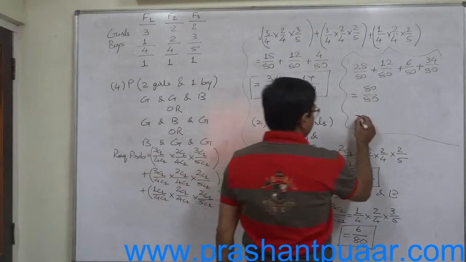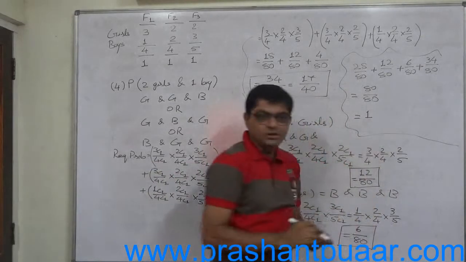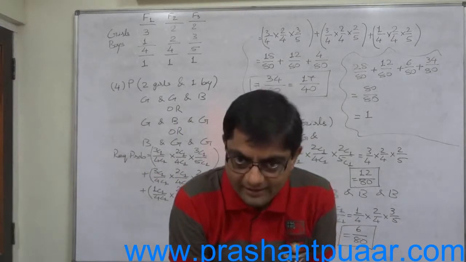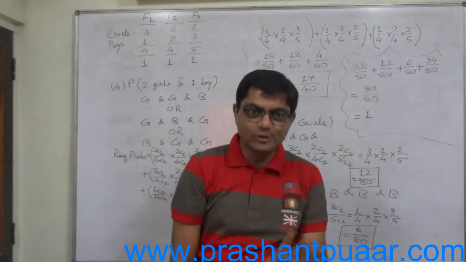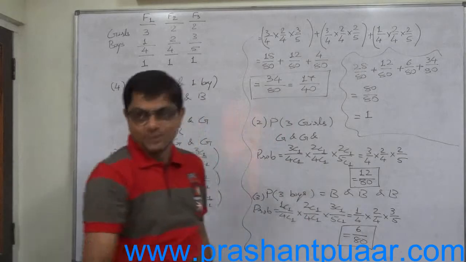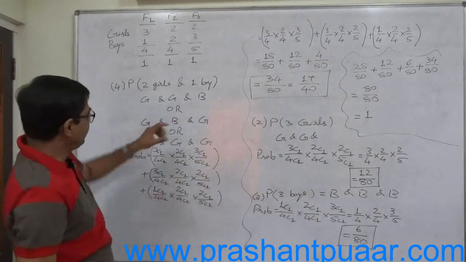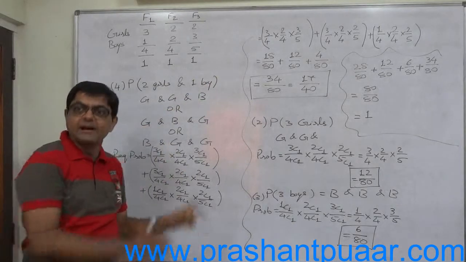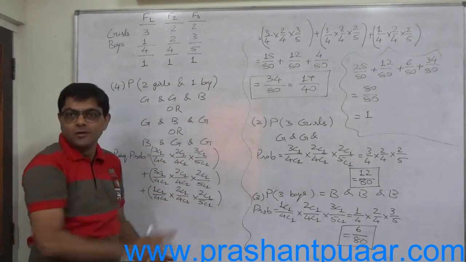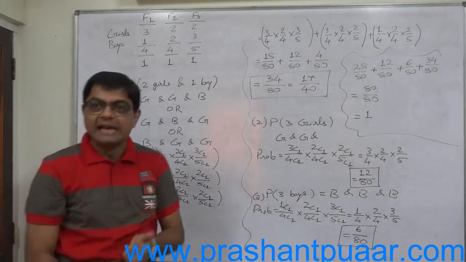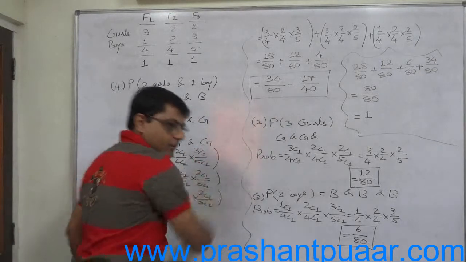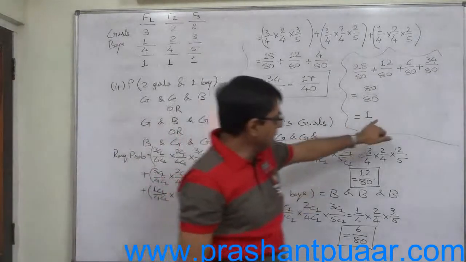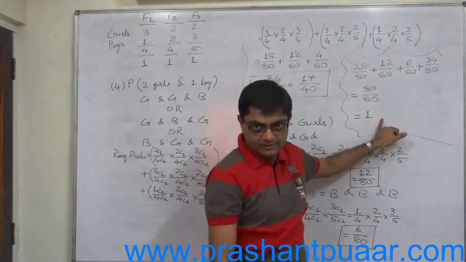That means 1. Now the summation of probabilities can be 1 in the case where the events are mutually exclusive and exhaustive. That means if this experiment is actually performed, the result will be out of these four only. No fifth result is possible, and at a time only one of these four results is possible. So these are mutually exclusive and exhaustive cases.